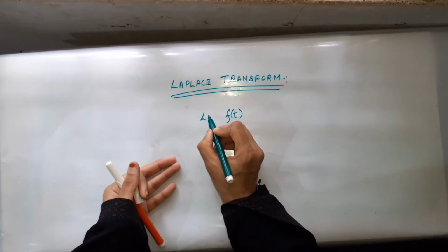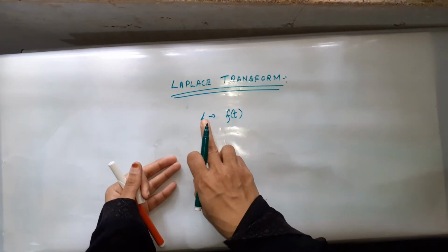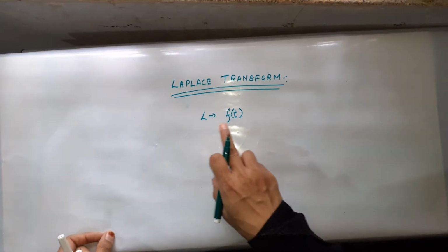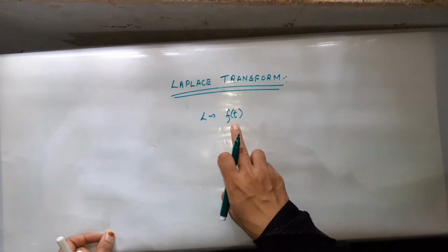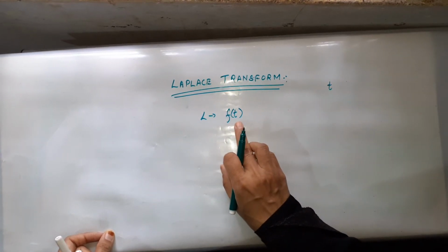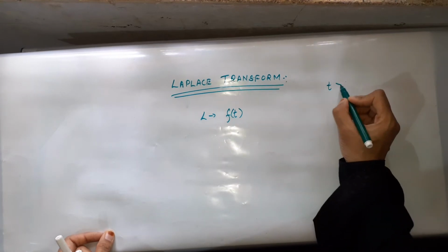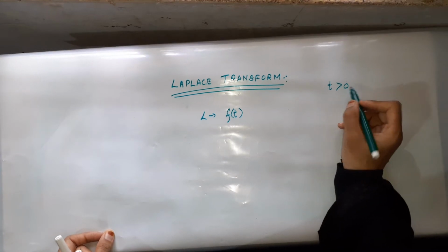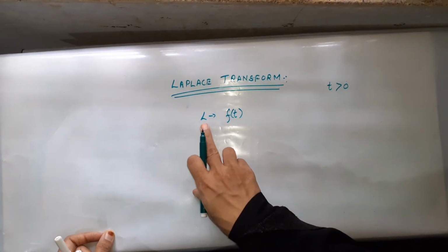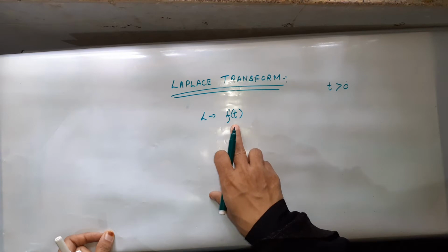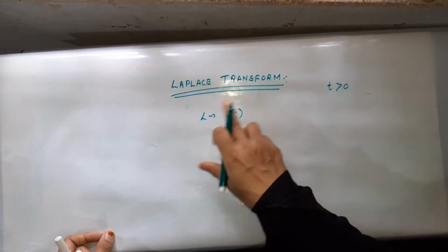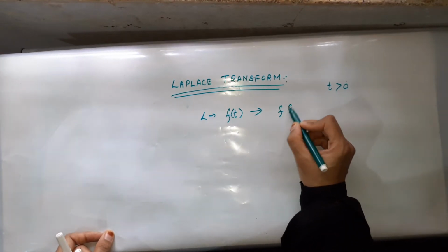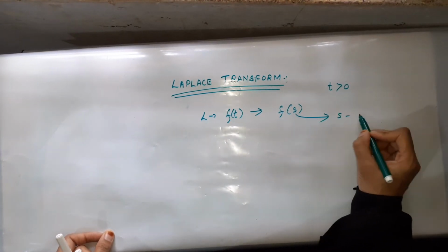If I apply Laplace transform to it, where I denote the Laplace transform by capital L, to this f of t, a real valued function, one condition is that the variable t should always be greater than 0. It should be defined for all the positive values of t. So the Laplace transform of such a function is an integral transform which transforms this f of t to a complex valued function, say f of s. s can be a complex variable here.